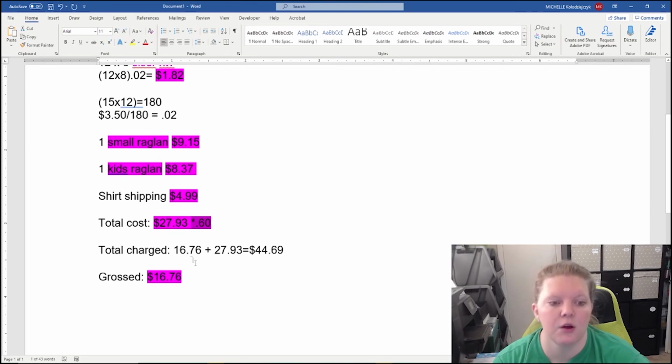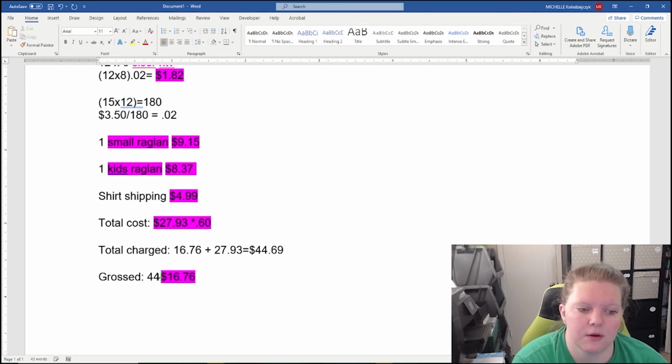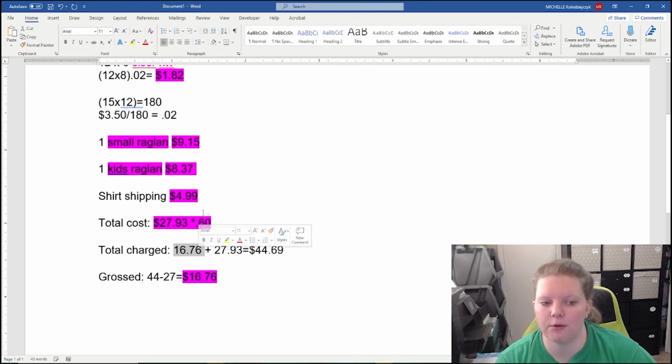Just like I did previously, we're going to increase that by 60%, which comes out to $16.76 plus the 27, so I get a total of $44. So then I get my gross profit by taking 44 and minusing the 27, and that's basically whatever you upcharge.